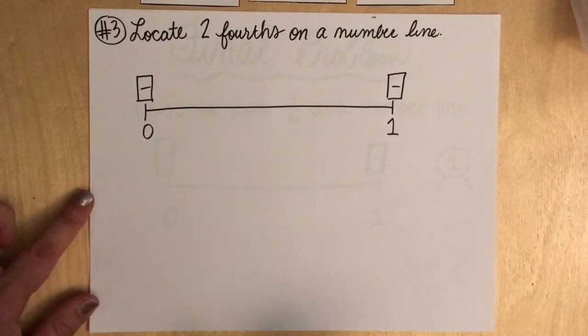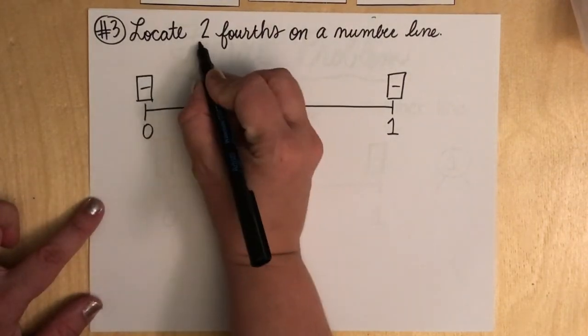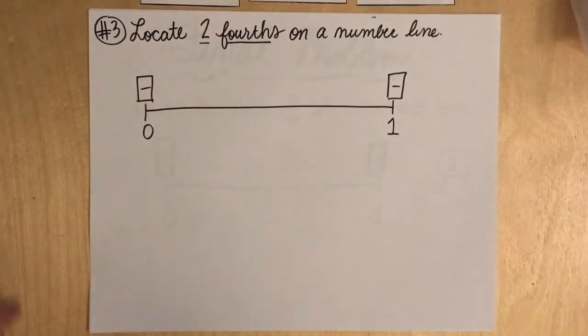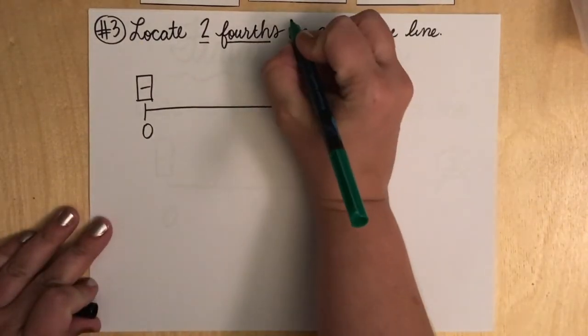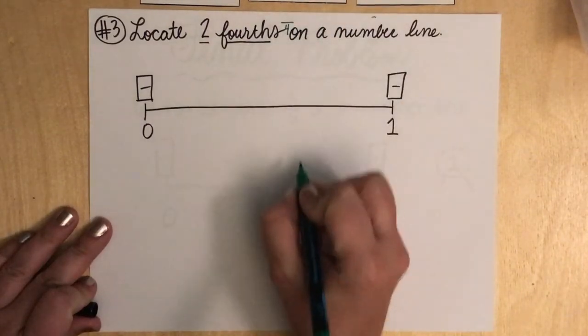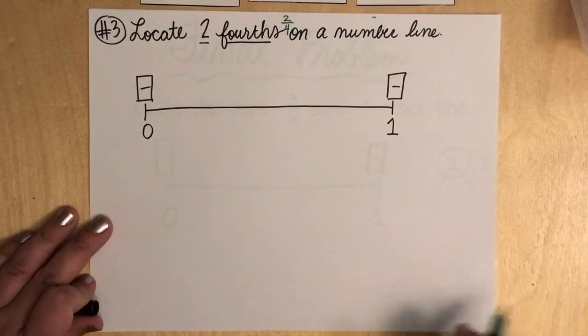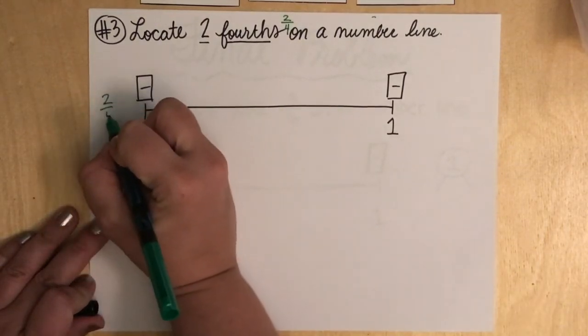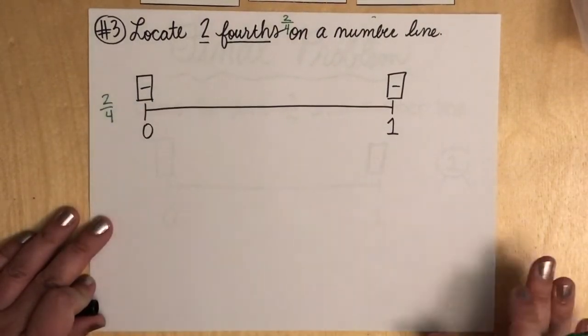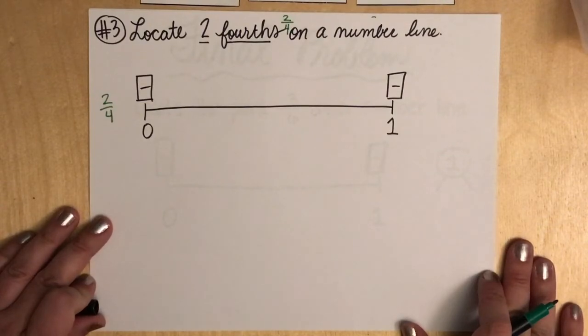Okay, getting started. We notice that we're going to locate 2/4 on our number line. So when we hear that, our fraction is 2/4. So fourths is on the bottom and 2 is on the top. So 2 out of 4 equal pieces. Okay, so we're trying to find 2/4. So let's get ourselves organized. Go ahead and try it. Press pause and press play when you're done.